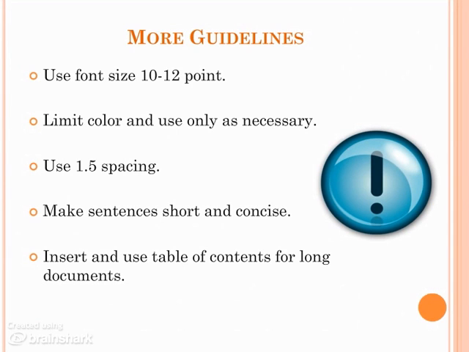This slide lists the last 5 guidelines. The first guideline pertains to font size. The recommended size is 10 to 12 points. The second on the list relates to the use of color. Only use color if necessary and stay away from red and green, as some individuals might be colorblind. The third on the list specifies that spacing should be 1.5 to support easy reading. The fourth states that sentences should be short and concise, with paragraphs containing, if possible, 1 to 2 sentences. This again supports easy reading and comprehension.